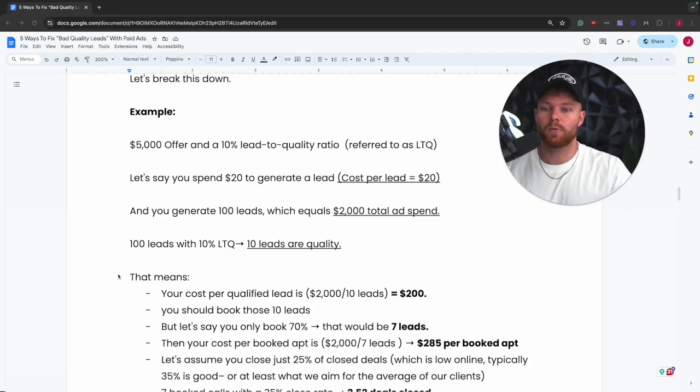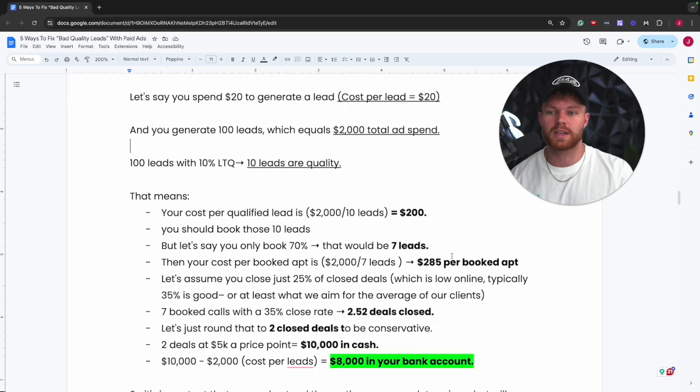Now, let's say 100 leads with a 10% LTQ score. That would mean 10 leads are quality, right? Because 10% of 100 equals 10. If your LTQ score was 20%, then you would have 20 leads. So make sure you understand this math before moving on, because if you don't, nothing else will make sense. I hope I made that as simple as possible.